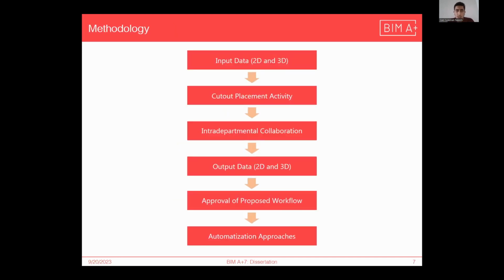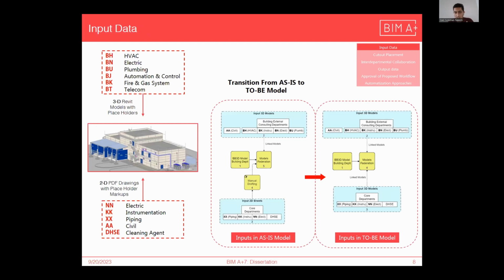The methodology of my case study is that first we have to get the inputs from different departments. There will be 2D inputs, and we have to convert them into 3D inputs. We have to find a way how to convert them, and which 3D inputs we need. Then we have to provide the openings into our building model, the architectural model, and then do the collaboration to find out the clash detections and the mismanagement of the openings. Then we have to provide the outputs, which were in 2D in the as-is model, and convert them into 3D outputs for different departments. And then we go through the approval of the proposed workflow, and some automation techniques that we can use for the cutout placement activity. Cutouts are another word for the openings that are provided in these building elements.